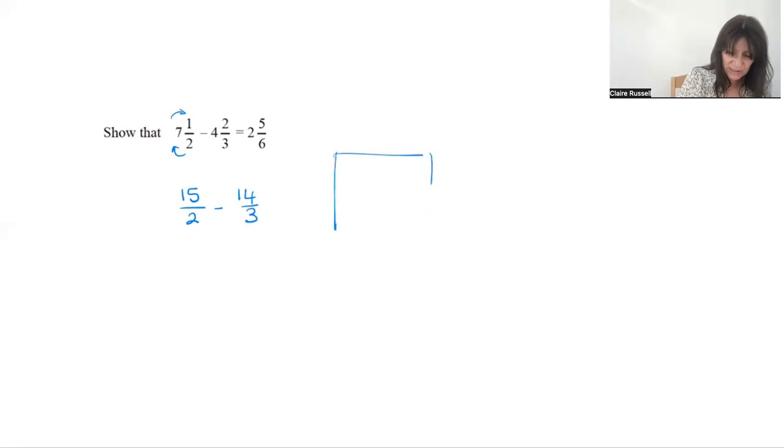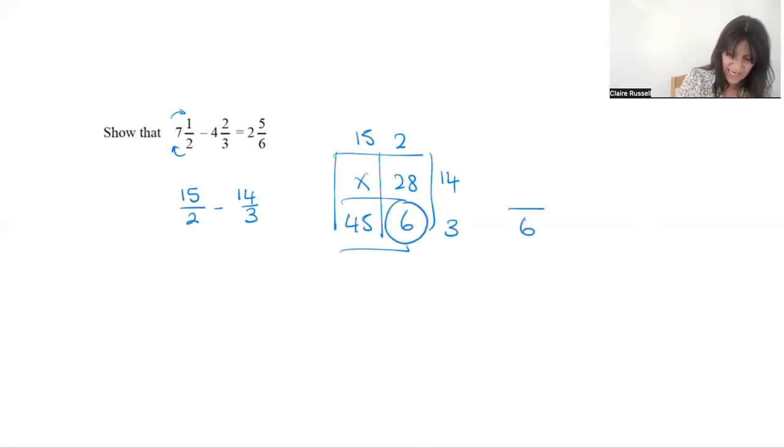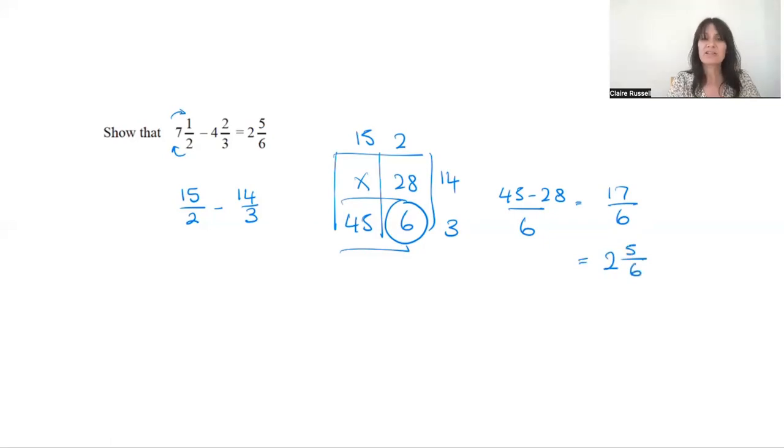Now I'm going to use the smashed window method. So we've got 28, 6, and 3 15s of 45. This in the corner is always my denominator. It's a takeaway question. So it's 45 take 28. This is going to give me 17 over 6. 6's into 17 go 2 with 5 left over. And that shows how you get to the answer.